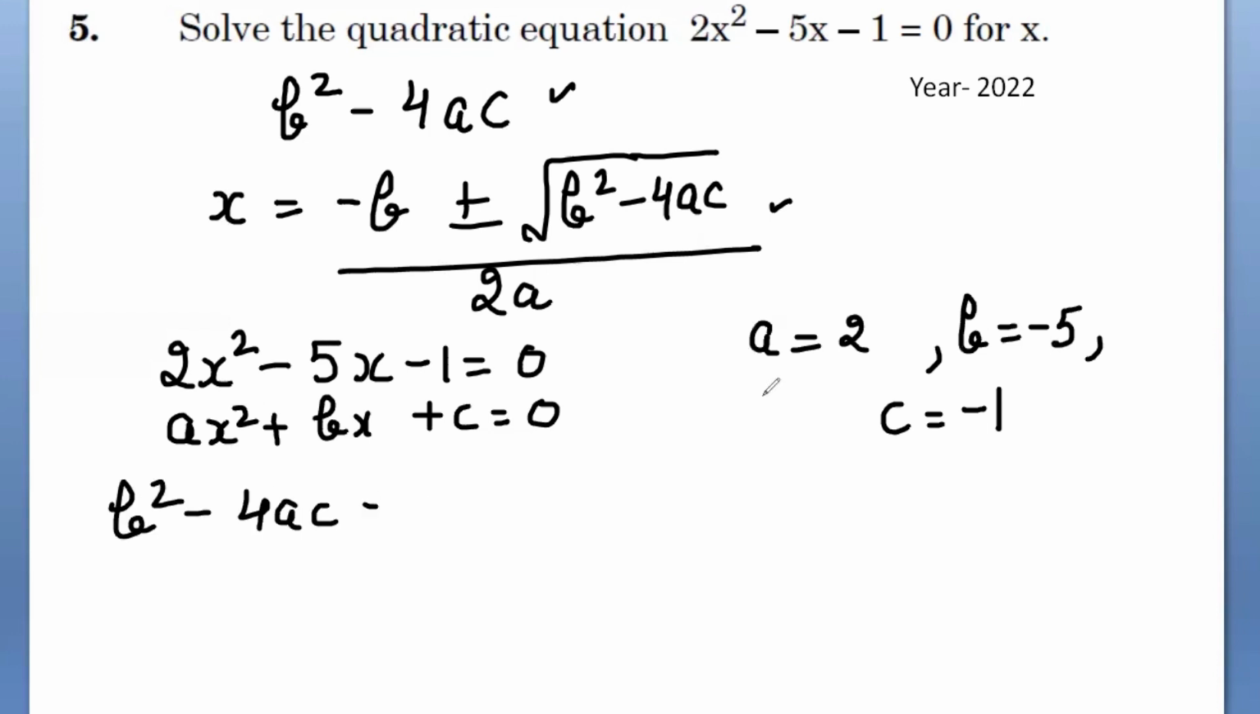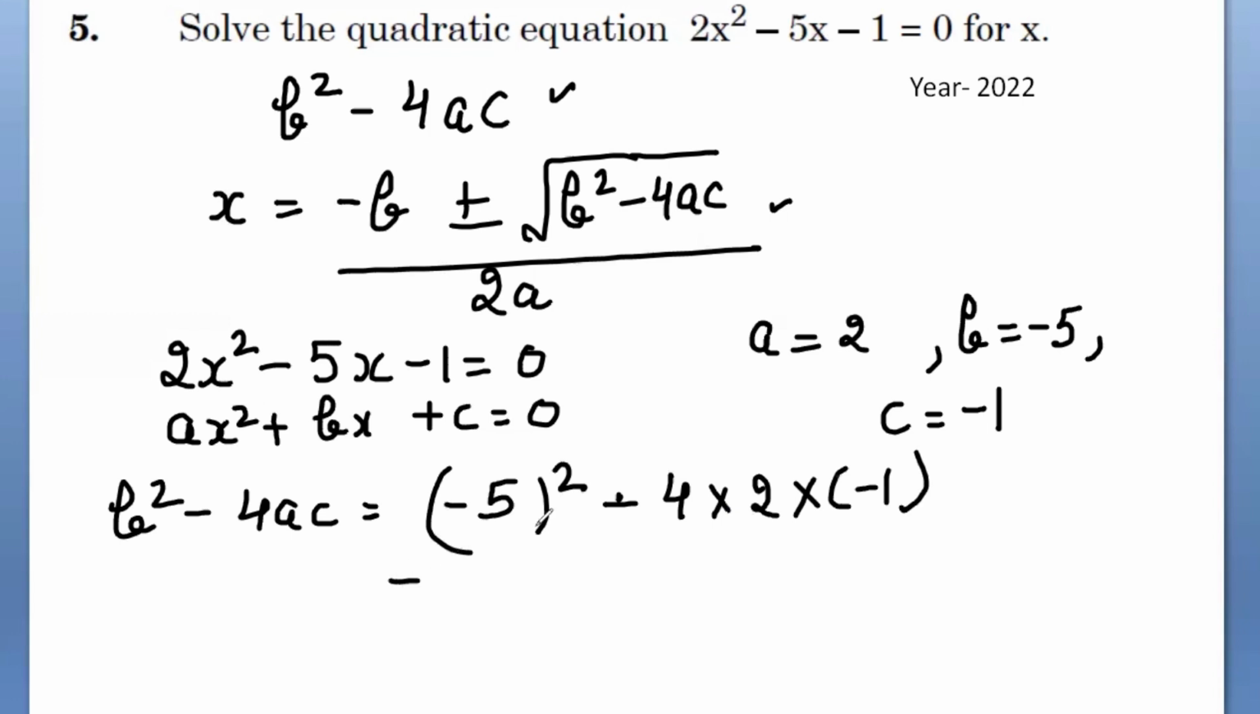So let's calculate it. The value of b is minus 5 square minus 4 into 2 into minus 1, which is equal to minus 5 square means 25, minus 4 into 2, minus 8, minus 8 into minus 1 is equal to plus 8. So we'll get here 33. So the value of b square minus 4ac is equal to 33.